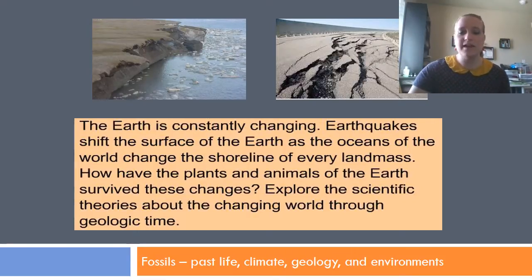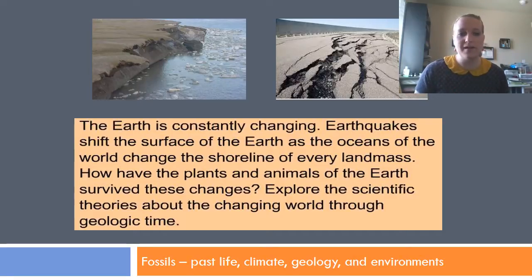So let's take a look at these pictures of the Earth here and follow along as I read this. The Earth is constantly changing. Earthquakes shift the surface of the Earth as oceans of the world change the shoreline of every landmass. How have the plants and animals of the Earth survived these changes? Explore the scientific theories about the changing world through geologic time.